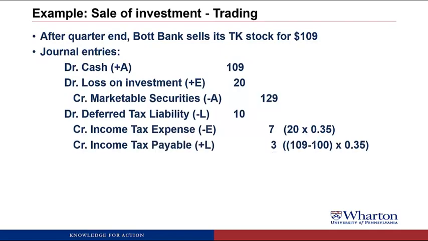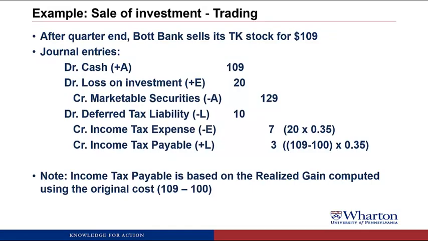Then what we owe the government is $3 in taxes, because from the government's point of view, our gain was 109, what we sold it for, minus 100, what we purchased for. So that's $9 realized gain times 35% is $3 that we owe the government. And as you can see, everything balanced. The deferred tax liability helped balance out the income tax expense on the books and what we actually owe the government. And again, notice that the income tax payable is based on this realized gain, which is computed using the original purchase price of 100.